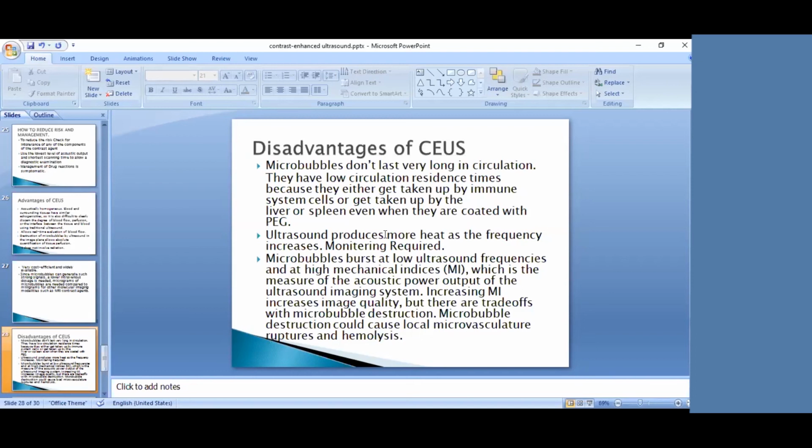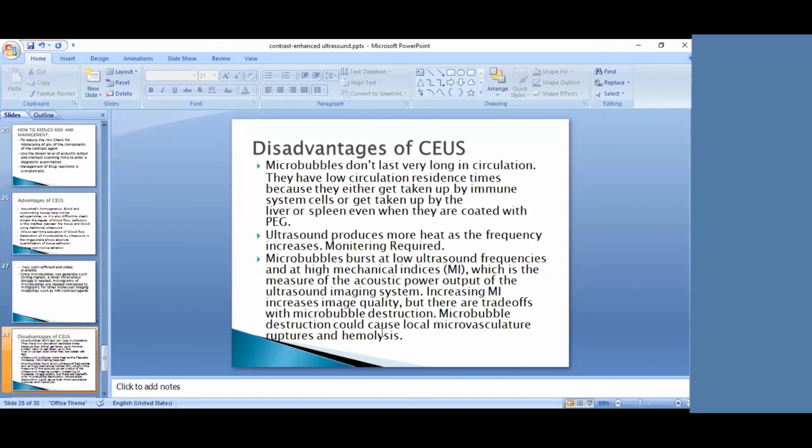Ultrasound produces more heat as the frequency increases, so it requires monitoring. Microbubbles burst at low ultrasound frequency and high mechanical index. We said at a high mechanical output, it will burst. The mechanical index is the measure of acoustic power output of the ultrasound imaging system. Increasing MI increases image quality. If we increase it in the machine, it will increase image quality, but it will burst the microbubbles. So increasing MI increases image quality, but there are trade-offs with microbubble destruction.